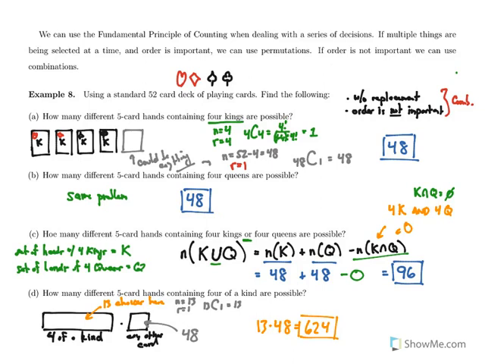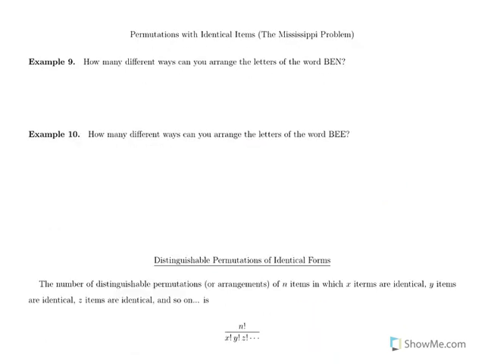All right, so this is kind of a hodgepodge of different ideas. And we'll do some more examples like this, especially in the worksheet, looking at some more complicated problems. All right, lastly, in this long video, we're going to talk about the Mississippi problem. Permutations with identical items, something we didn't look at before.